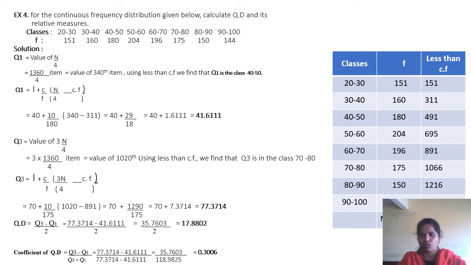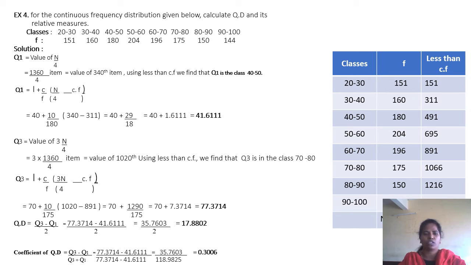When you identify 340 inside 491, you can take the frequency of that class, which is 18. Then you have to calculate n divided by 4, which is 340, minus CF, the value above 491, that is the CF value, 29. Summarizing these values: 40 plus 29 divided by 18 equals 40 plus 1.6111. After that you get Q1 as 41.611.